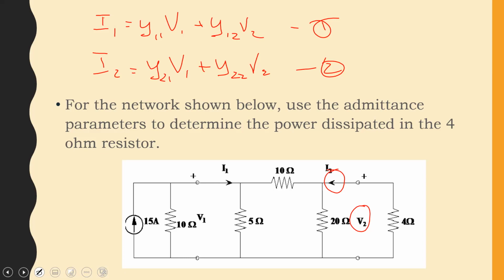Anybody? What's the relationship between I2 and V2 based on this circuit? V2 would equal 4 I2. All right, so Swebe is saying that V2 is equal to 4 I2. Not a bad attempt, Mr. Swebe. Anybody want to clean that one up?